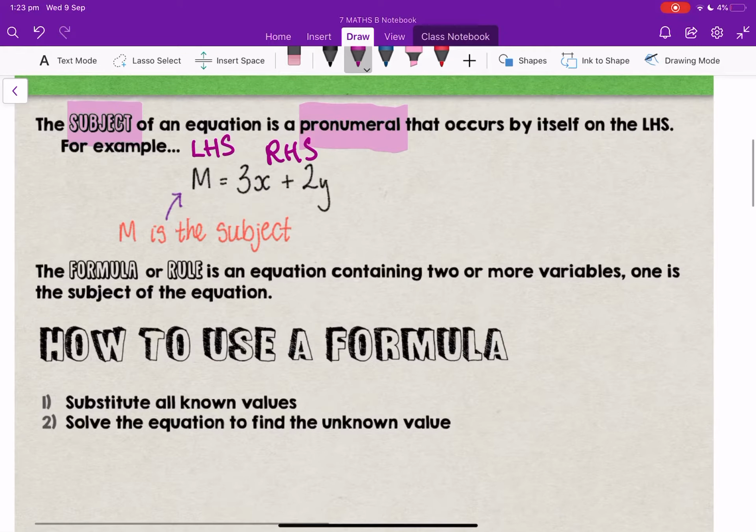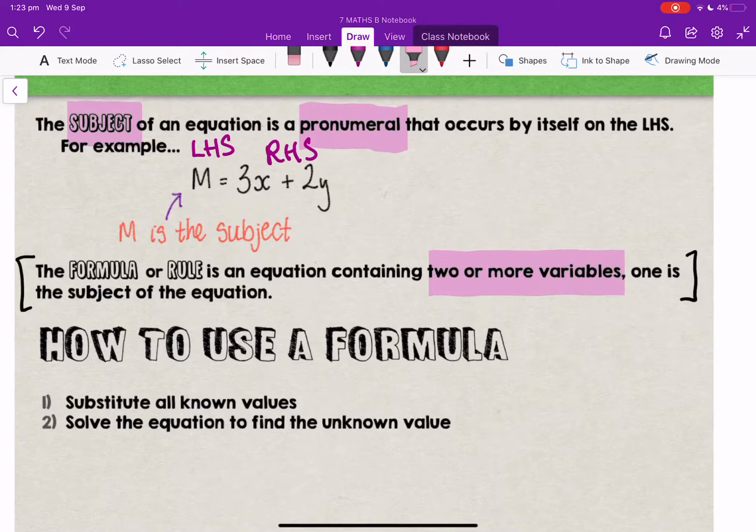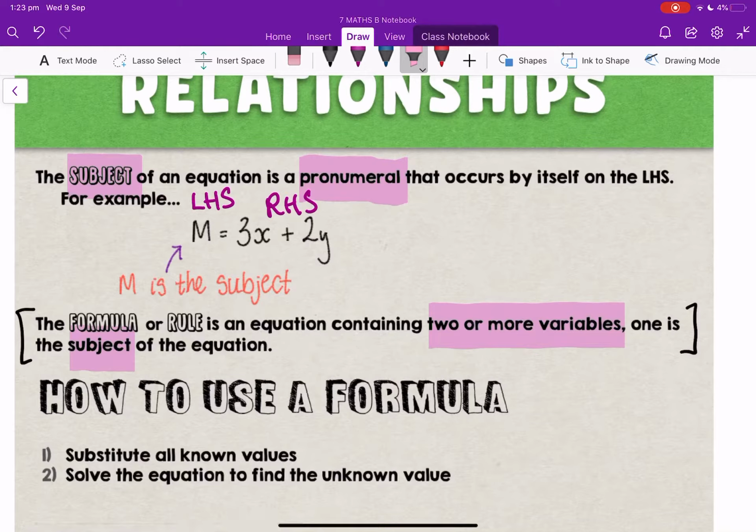Now this here is a definition for a formula or rule, and it simply is an equation containing two or more variables. So the variables will be like the pronumerals, and one of these can be the subject of the equation. So in my example up here, m equals 3x plus 2y, I'm going to highlight all of my pronumerals, y, x, and m, and it satisfies the definition because it's two or more, and I've got three there, and one of them is my subject.